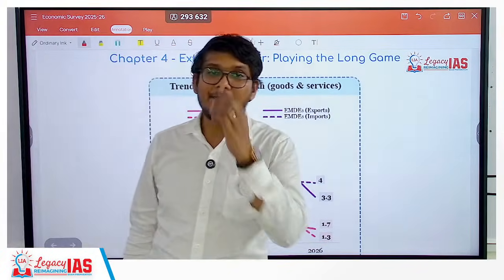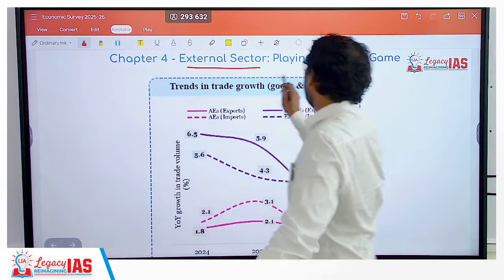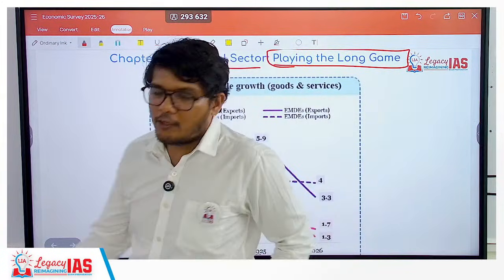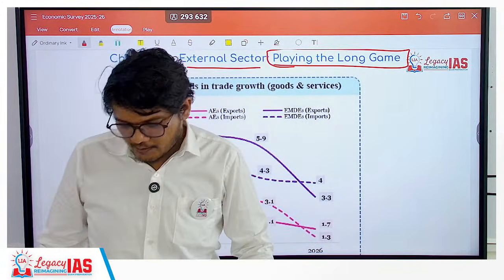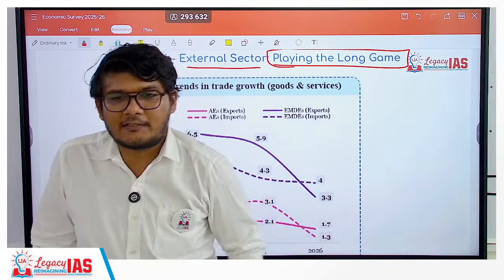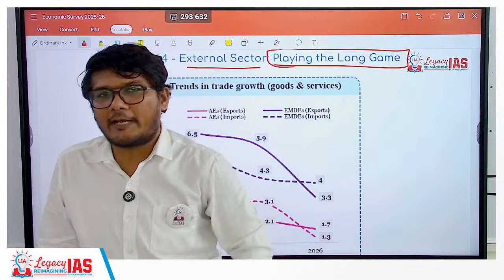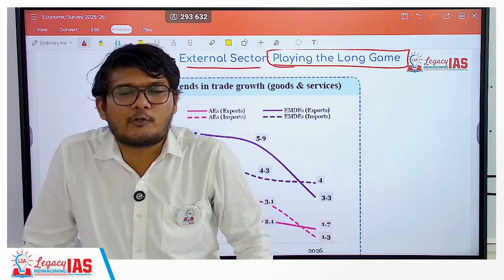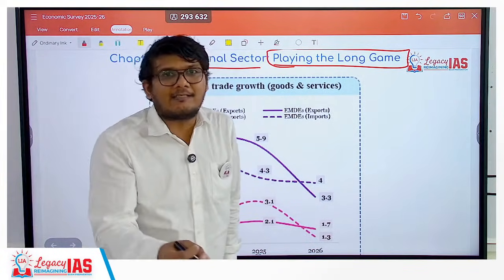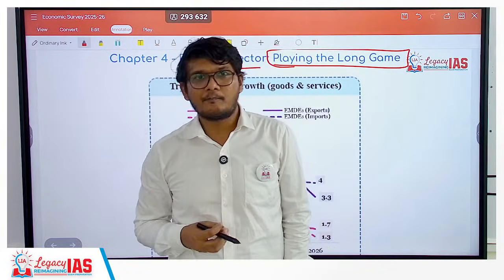The 4th chapter is on the external sector. The external sector, playing the long game. Now the title of the chapter itself gives us a lot. Whenever it was talking about the domestic sector, we are quite confident, we are doing well, the numbers are there to showcase the positivity, the future projection is there. But the moment we're talking about the external sector, we have to be dependent on the rest of the countries of the world.